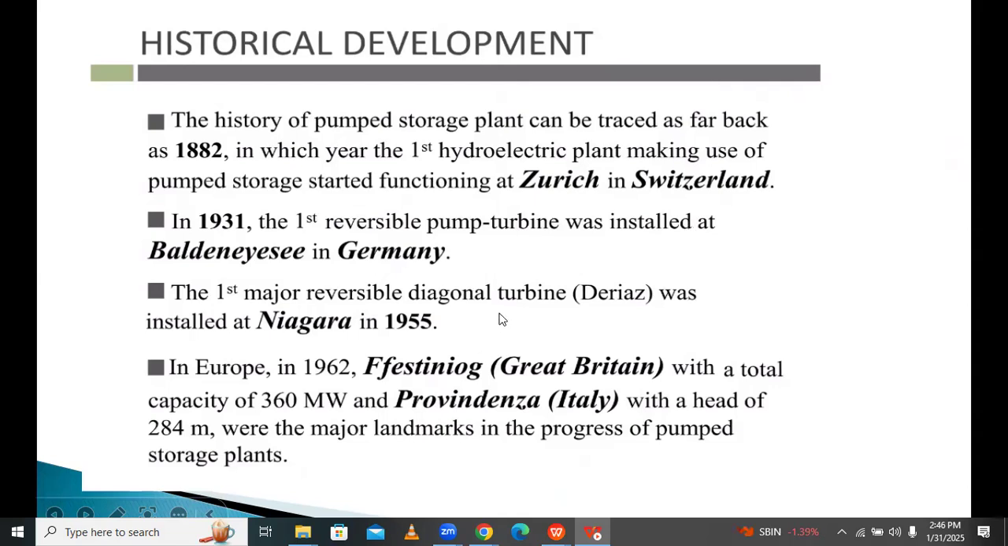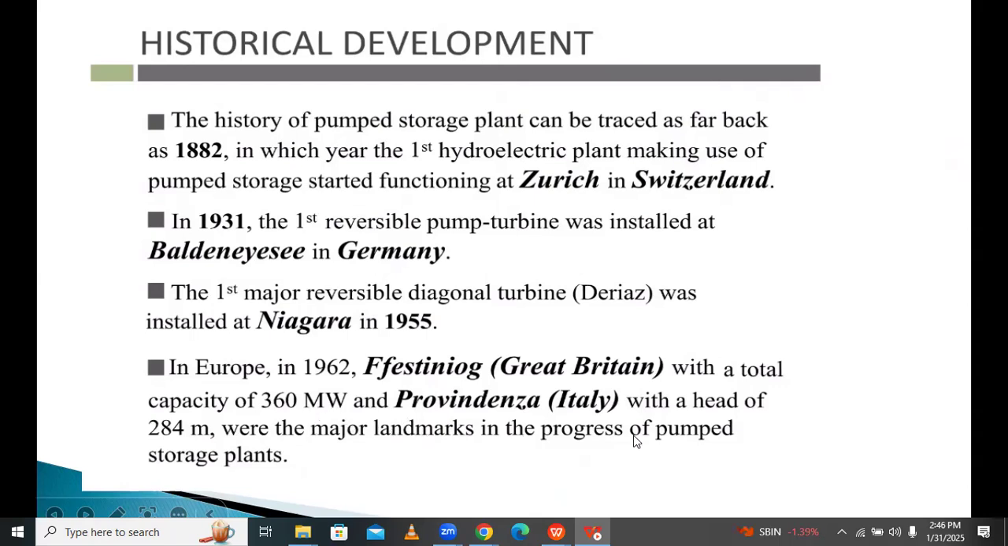Then a major reversible diagonal turbine, called the Deriaz turbine, was installed at Niagara in 1955. In Europe in 1962, a turbine was installed with a total capacity of 360 megawatts and a head of 284 meters. That is an example of the rating of the turbines.